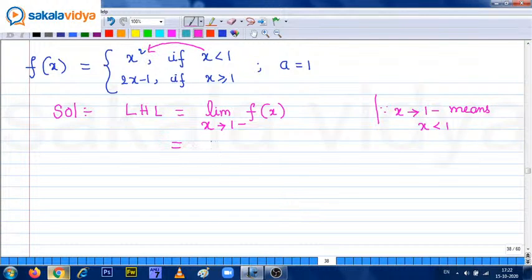So we can write limit x tends to 1, instead of f of x, replace x square. Now substitute the limit, that will be 1 square. Obviously you get 1. Am I correct now, Durga Prasad?